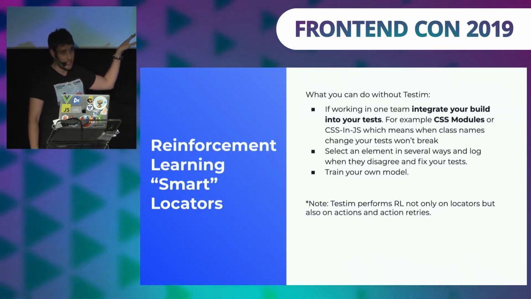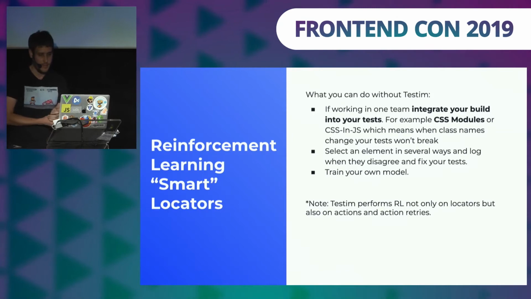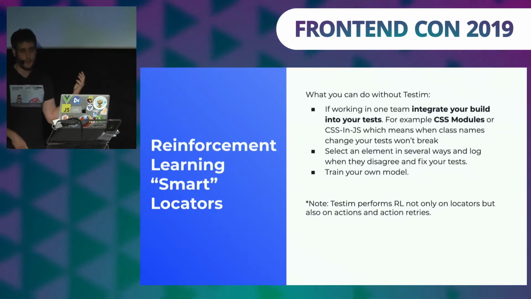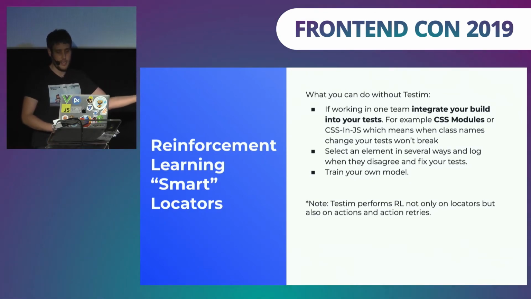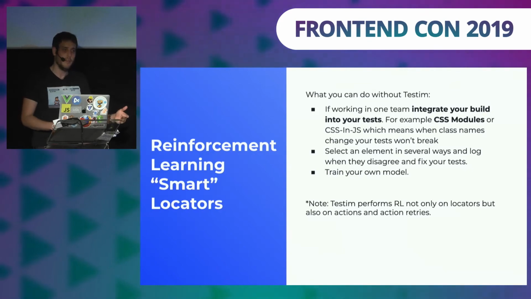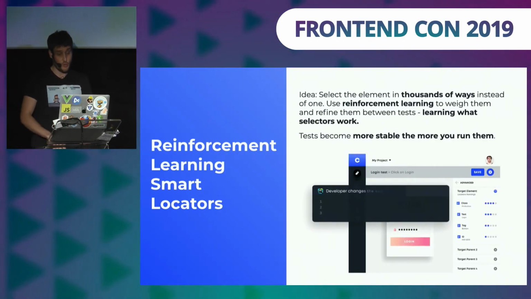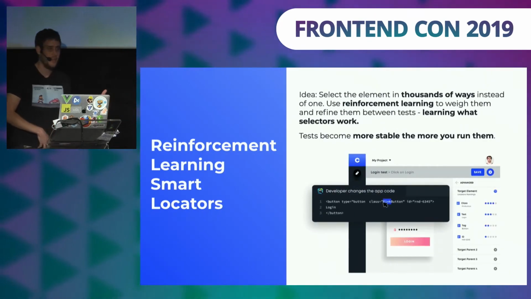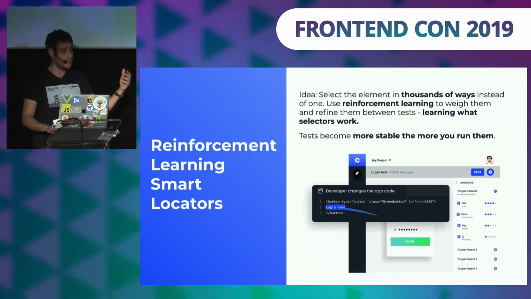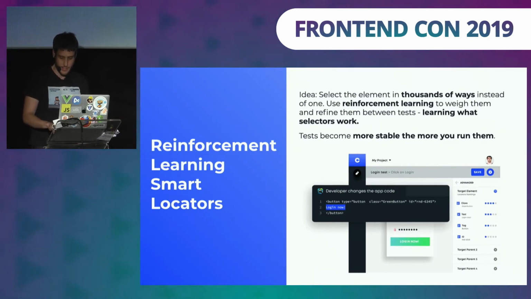Now, what you can do without testing, what I saw that works, is you can integrate your build into your test. That's a good alternative, because if you integrate your build into your tests, that will let you, for example, integrate CSS modules. You can select an element in several ways and log the errors, or you can take this idea and just train your own model. It took us like 1-2 years. It shouldn't be very difficult for a large company to train a model that does this, and it works pretty well.